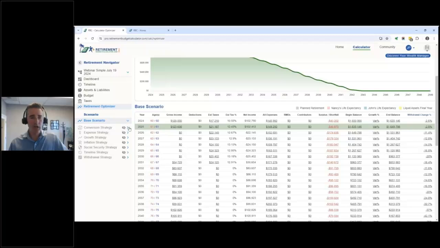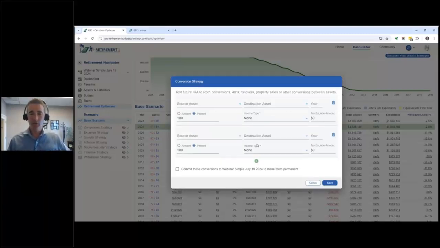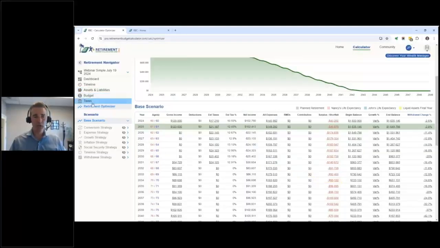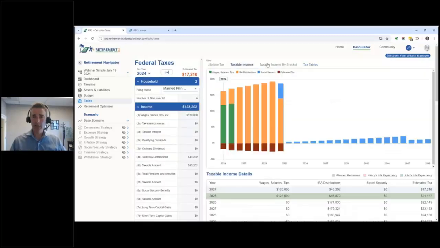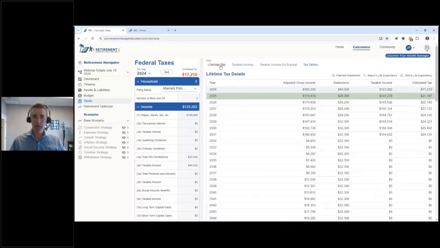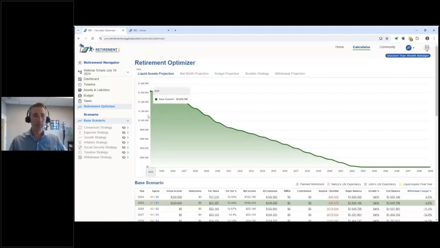So a conversion strategy says if you want to see if it makes sense for you to do Roth conversions, you could create multiple Roth conversions on an annual basis. One way you could do that is come over to the tax tab. You identify years maybe when you're going to be in a lower tax environment. In this case, it shows your taxes are always going up. But maybe you want to look for years when you're going to have a low tax environment. And then you would do conversions during those years.